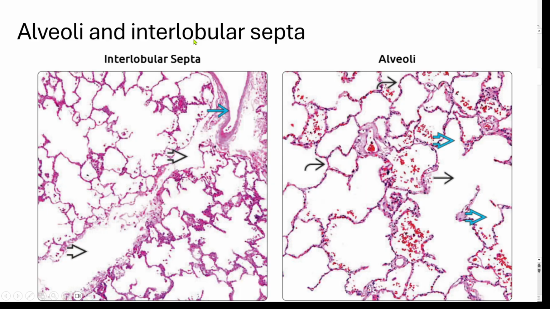Alveoli and interlobular septa. You remember when we said the interlobular septa separate the functional units. The functional units are probably the bronchopulmonary segments. Very important structure here: it has the pulmonary vein. You see how thin this is? This is the pulmonary vein, and this is taking the oxygenated blood back into the heart.